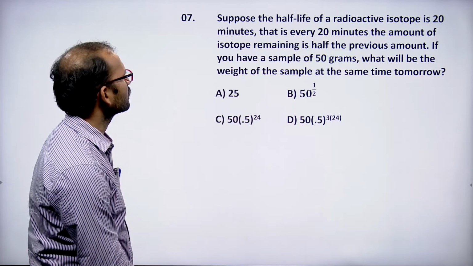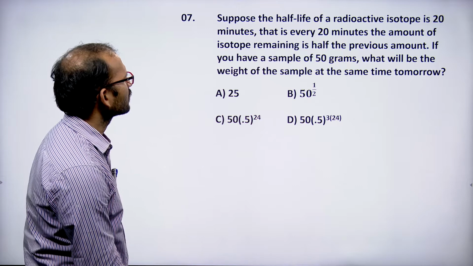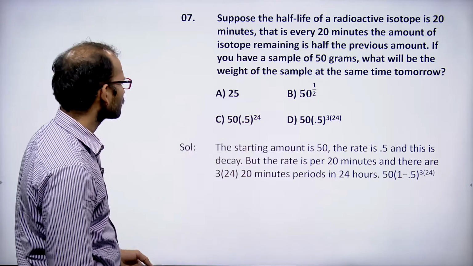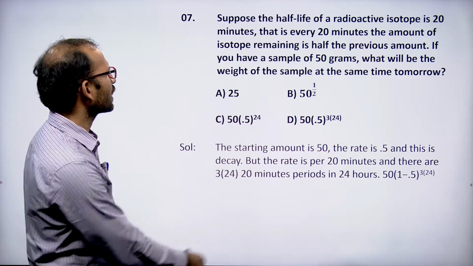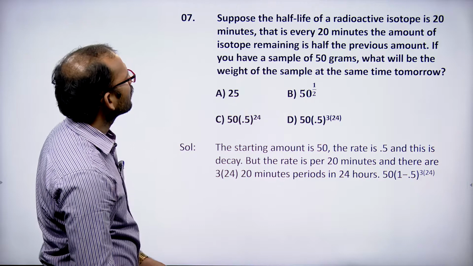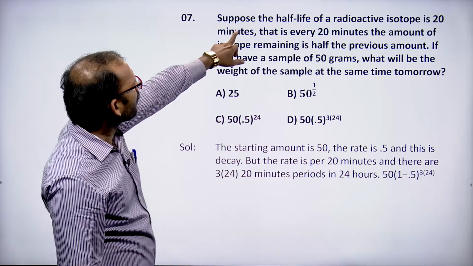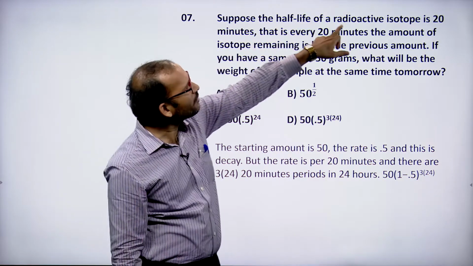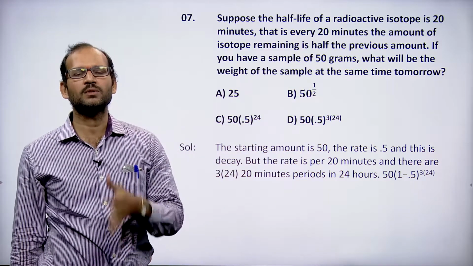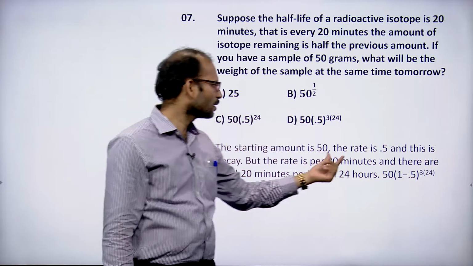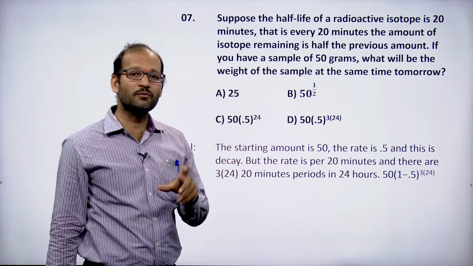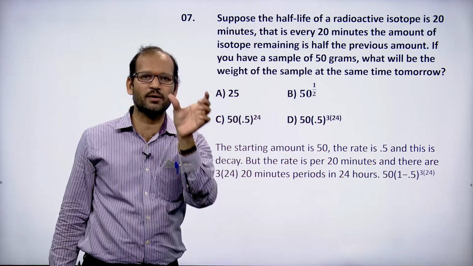Okay. Now he is asking what will happen at the same time tomorrow. The starting amount is 50 grams, we have initially. The rate is 0.5. What is given? The half life of a radioactive isotope; half means 1 by 2, 0.5. So that is what the rate is, 0.5. And this is decay. Because of decay we get negative, minus 0.5 is the R.